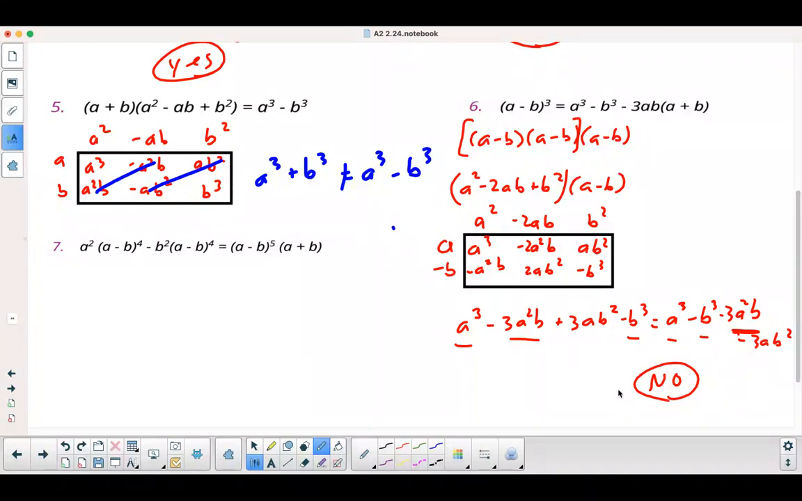All right, and then the last one here. Oh boy, this is kind of crazy. If you look at this, these are actually a common factor. So if I pull out an a minus b to the fourth, I'm left with an a squared. Or you can think of them as like terms. We can add these coefficients here, so it becomes a squared plus -b squared.